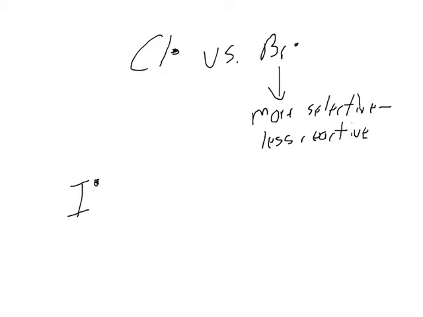I dot, what's wrong with I dot? So I dot's not good either. It's too big, it's too stable, and now it's not reactive at all. There's nothing to it. But then F dot is just a mythical figure. It's like a unicorn. If it ever did exist, it'd be frightening because it would just react with everything.